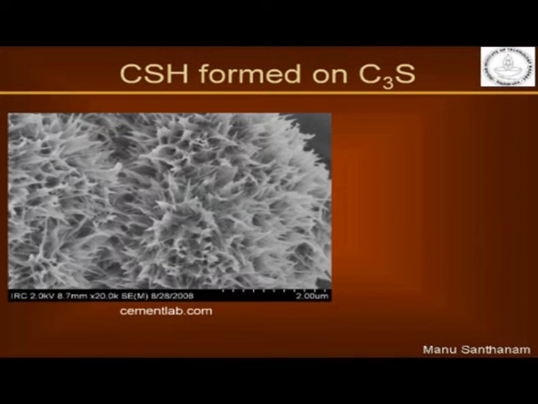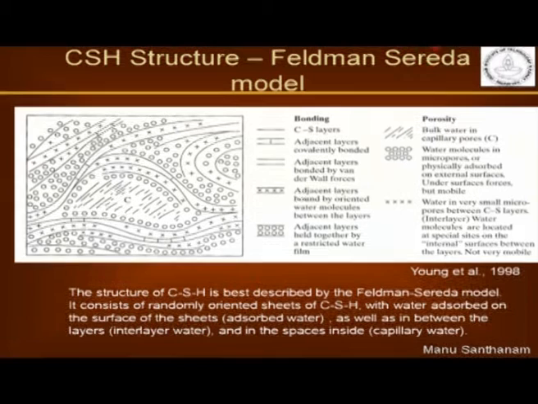So the very fact that CSH looks very fibrous and suggests that it's got a very high surface area has led researchers to investigate the structure of CSH itself. One of the most popular models that seems to be accepted as far as the structure of CSH is concerned is this Feldman-Sereda model.